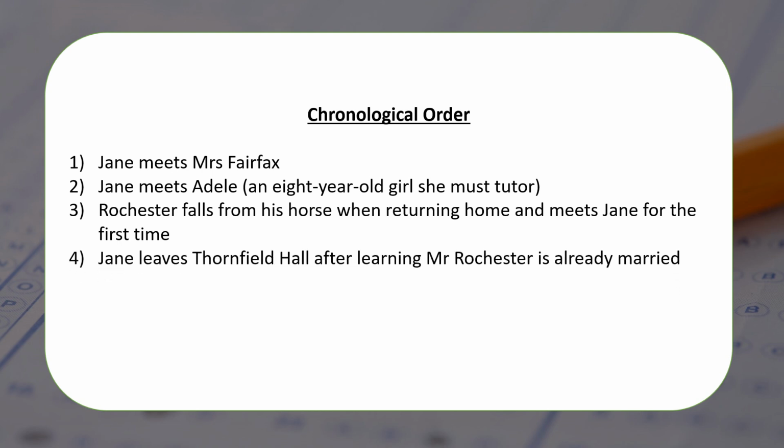Number 4, Jane leaves Thornfield Hall after learning that Mr. Rochester is already married. Now this is a very significant event as well. Many of the exam questions will ask you about Jane's character and her strength of character, so even though she is deeply in love with Mr. Rochester, her morals and her religious beliefs will not allow her to engage in any kind of relationship with him when she knows he's already actually within a spiritual and legal marriage with somebody else.